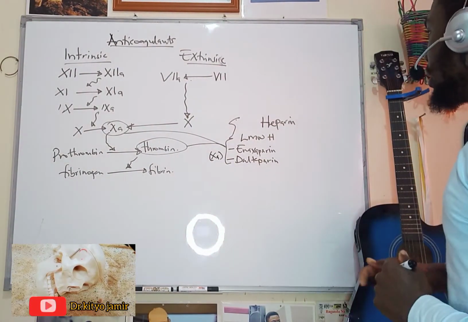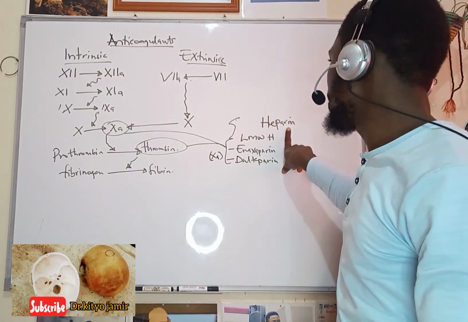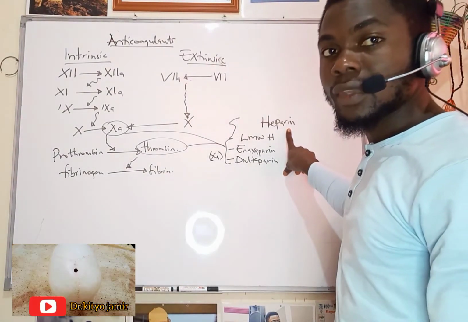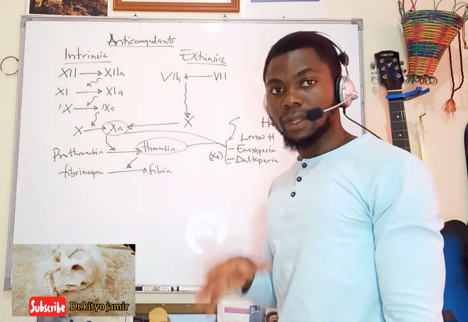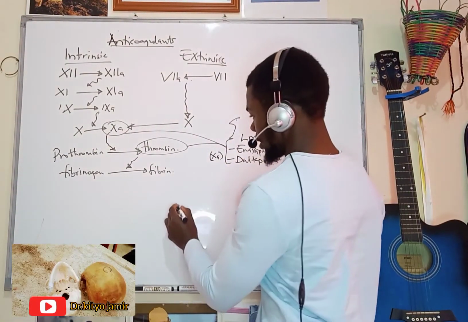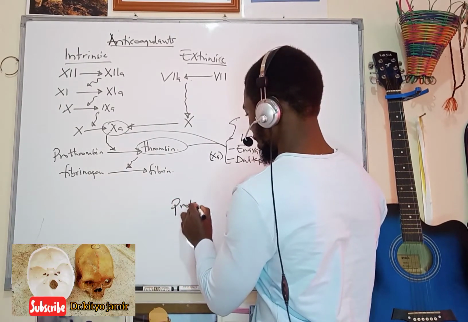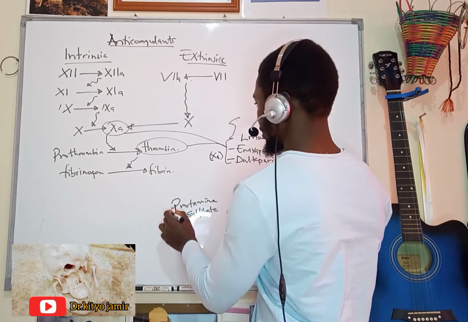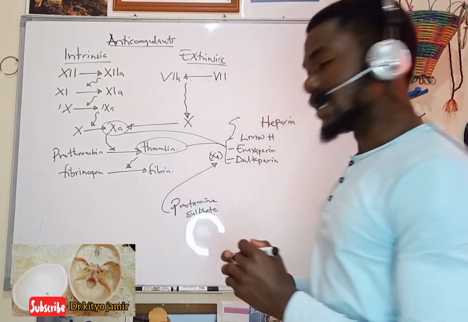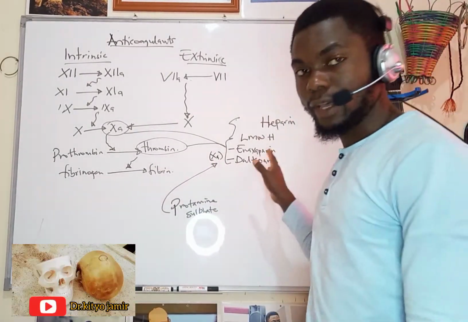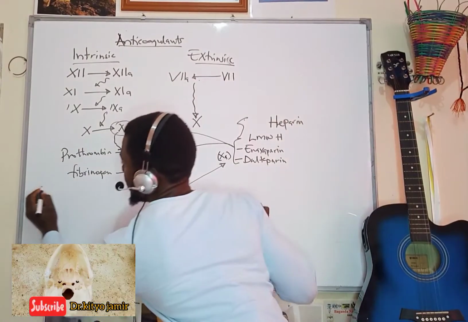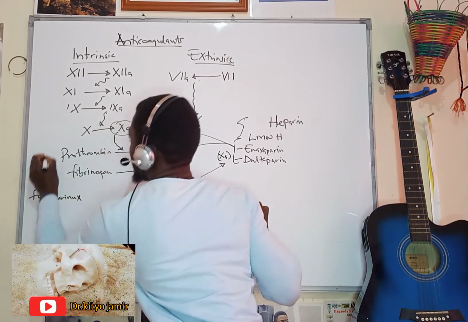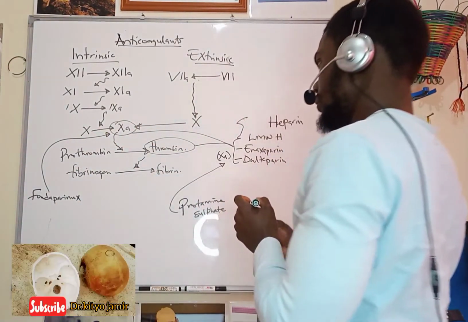Then the side effect here, we are going to see with heparin, we are going to see heparin-induced thrombocytopenia. And how can we deal with heparin toxicity? By bringing in a drug called protamine sulfate. So this drug is going to counteract the effect of heparin. So it's going to act as an antidote. Then we have fondaparinux, which is going to come and inhibit factor 10.